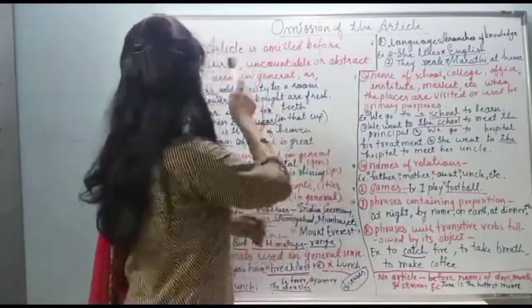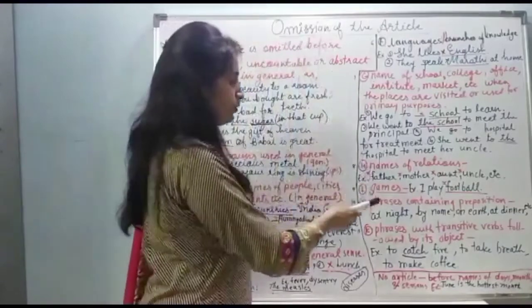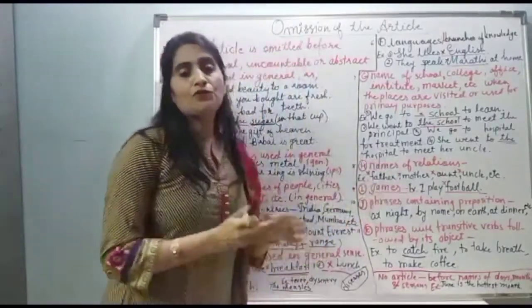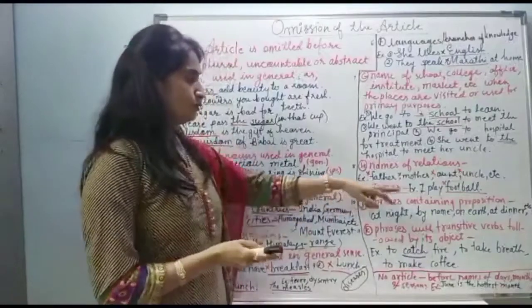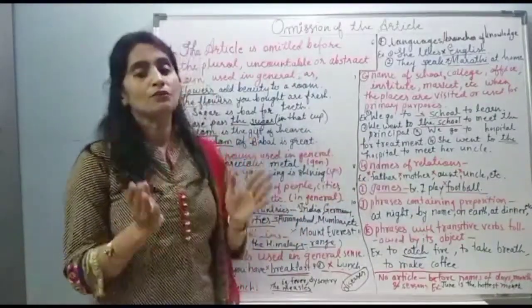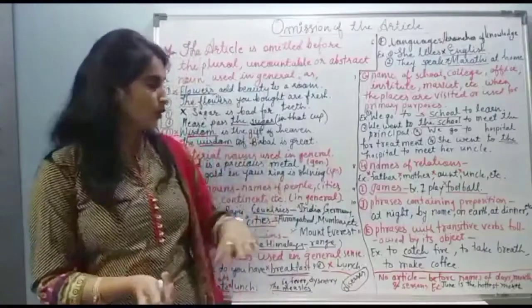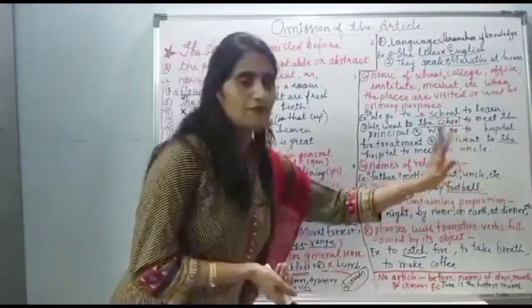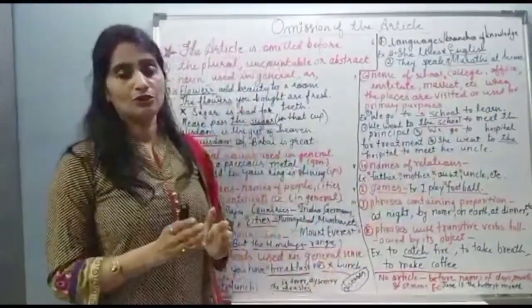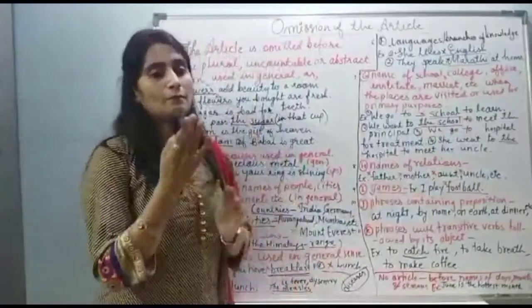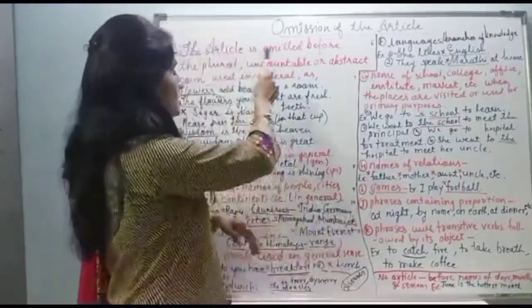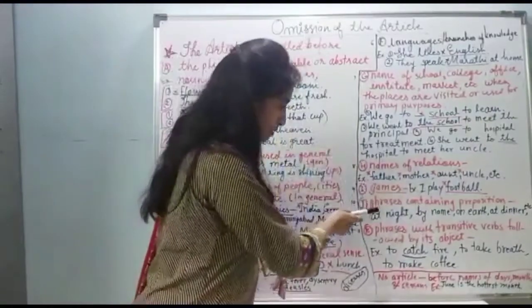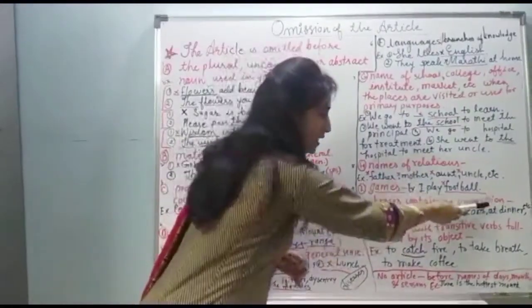Rule number 9: the article is omitted before games. If you are talking about games in general, don't make use of any article before that noun. For example, I play football, not the football. Just say, I play cricket, I play football. Rule number 10: the article is omitted before phrases containing a preposition.